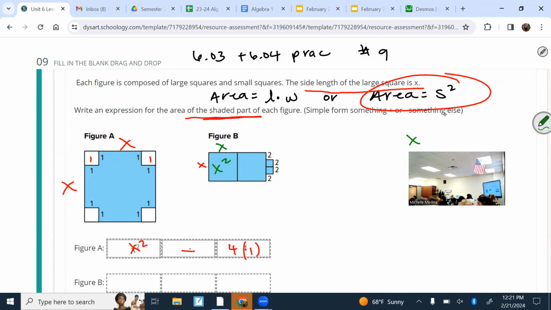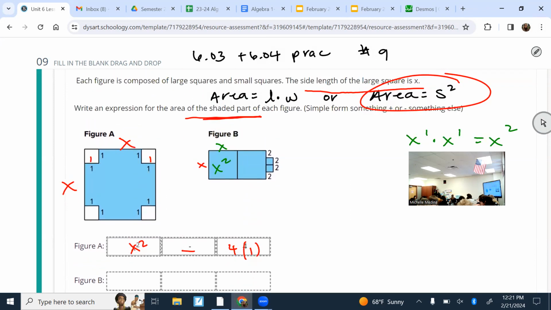That's your exponent rules. When you have x to the first times x to the first, you have the same base, you can just add the exponents. That is it. So remember that, because if you don't, then I don't have faith in the next unit test.